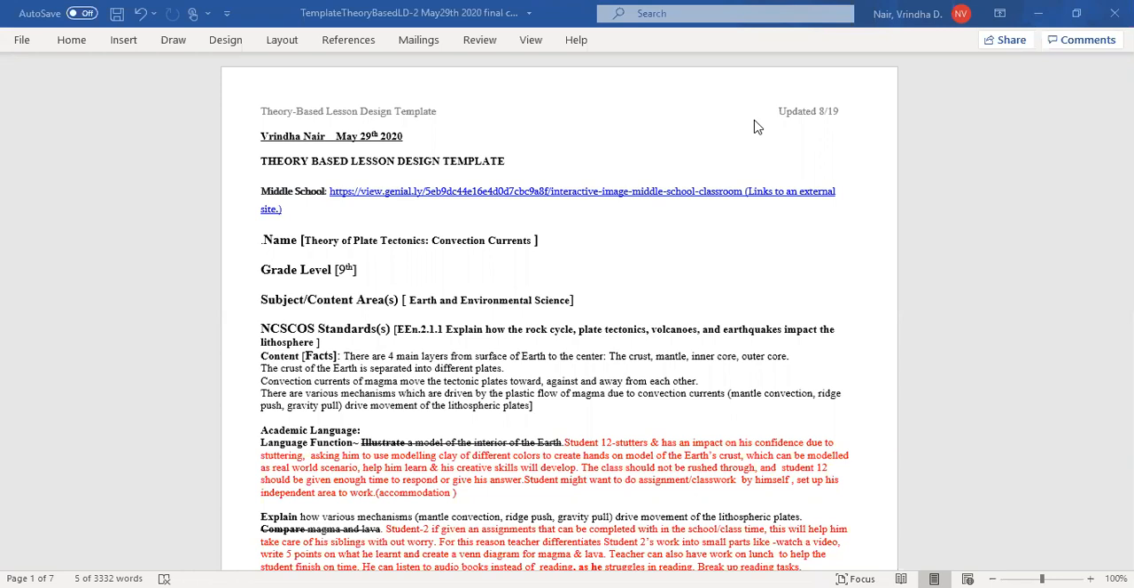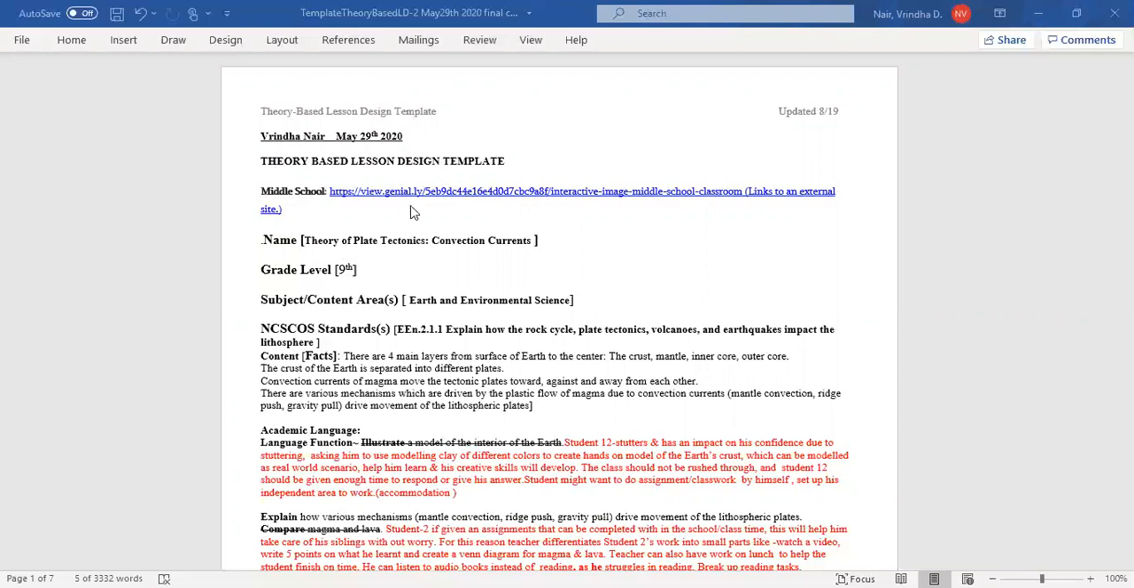So here, this is something which ECU wanted us to pull up from our lesson plan. Based on the topic that we were doing, we had to create a lesson plan for our kids. So I decided that I will do the theory of plate tectonics, convection currents. We were asked to do the high school category, so it's earth and environmental science. This was one of the choices that I could pick for science, and so I did that. And this is what it is.